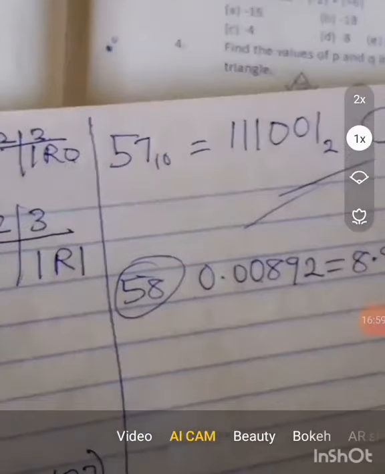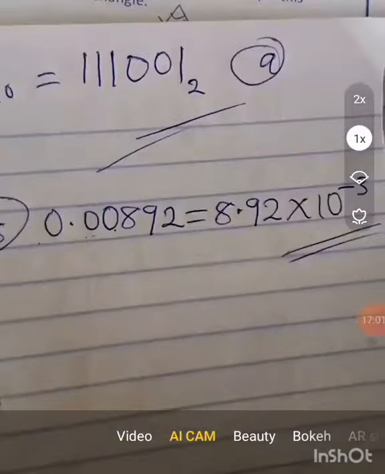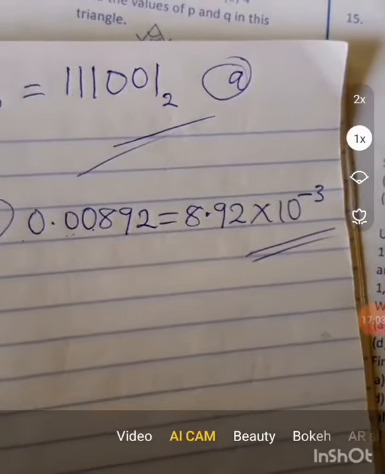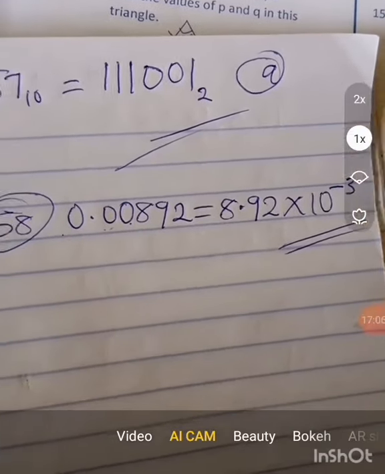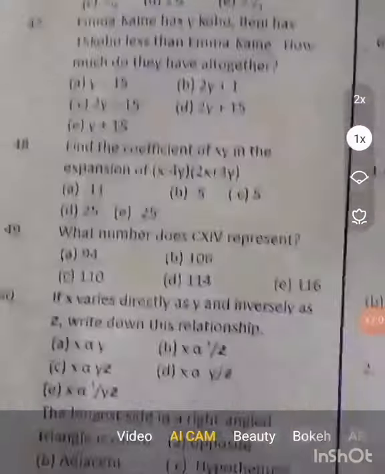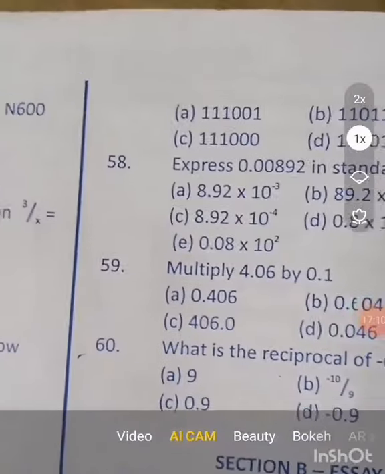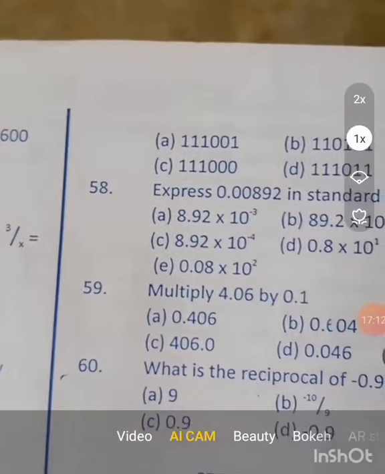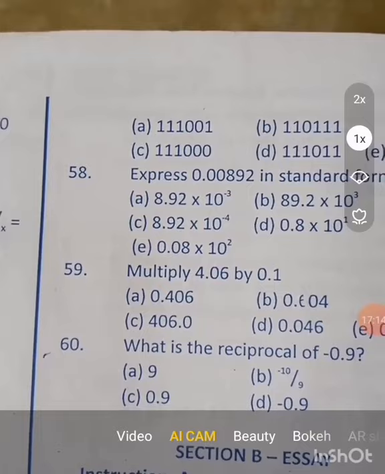So the answer is 8.92 times 10 raised to negative 3. So that is our answer. And if you look at it, we have it in option A. Option A is our answer.